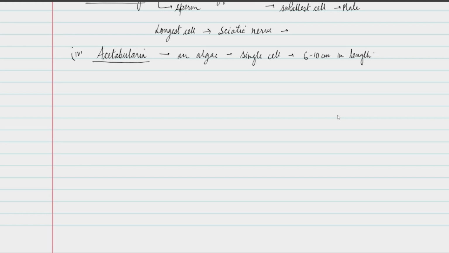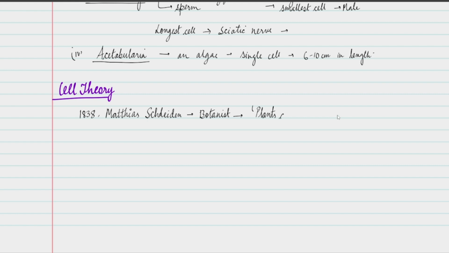The last topic for today is very interesting, that is cell theory. What is cell theory? Now, a long time ago, in the year 1838, Matthias Schleiden, who was a botanist, a person who studies plants, said that plants are made up of cells. Plant body is made up of cells.